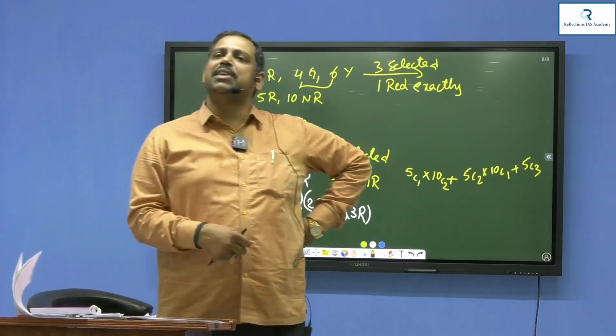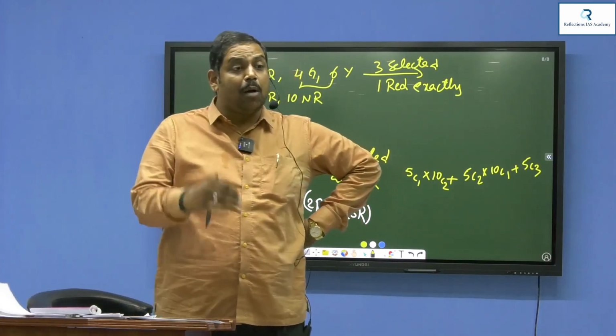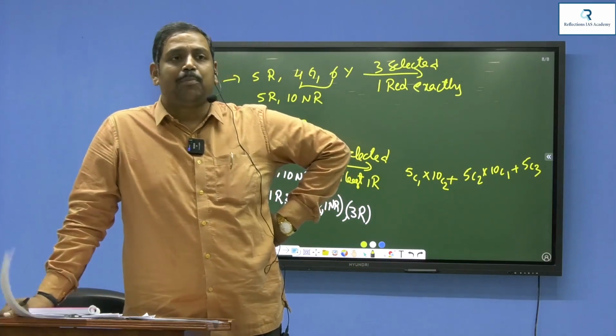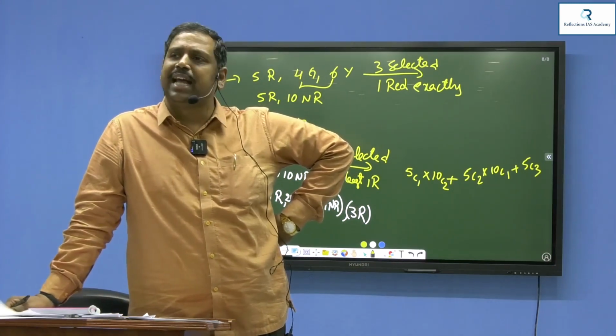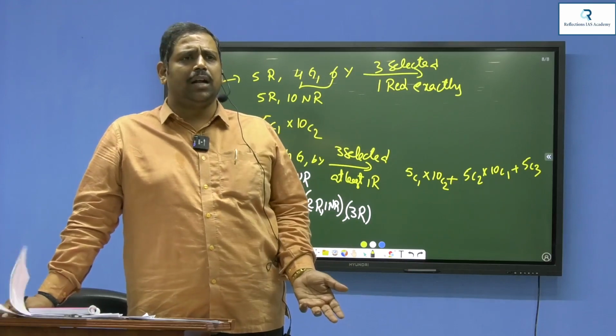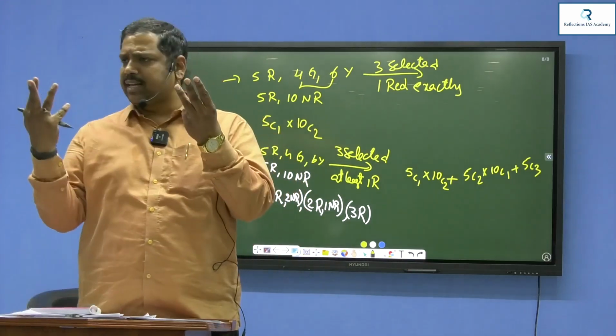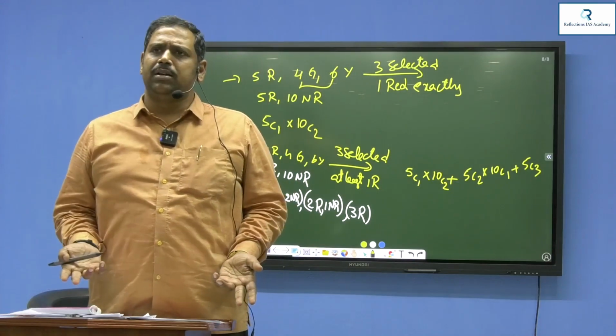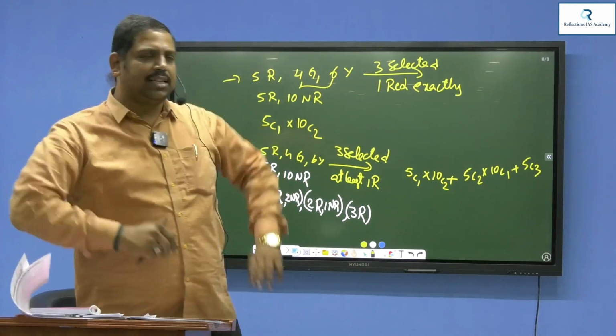Suppose a polygon has n sides, how many vertices will it have? N only. Take a triangle, 3 sides, 3 vertices, right or wrong? Quadrilateral, 4 sides, 4 vertices, right or wrong? Both are same or different? Same. Okay, so this is the first point.